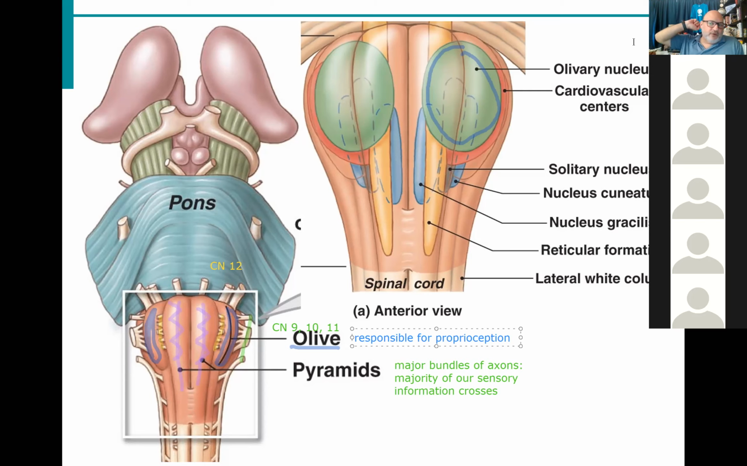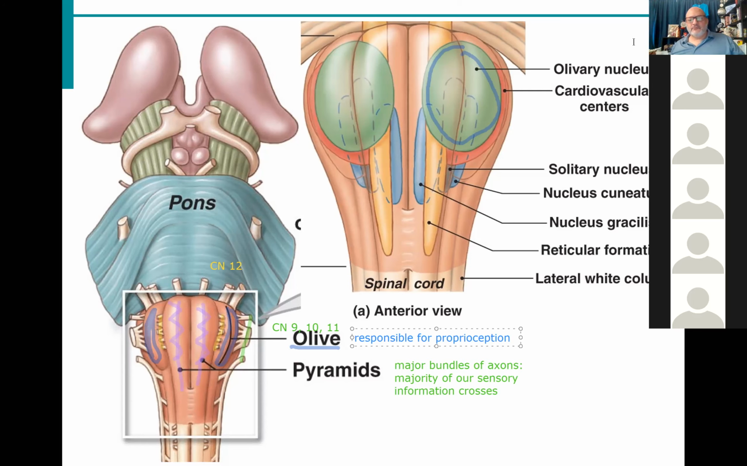Notice this olive is one of the things that communicates to those superior and inferior colliculi that we talked about, understanding where our body is in space and coordinating it with vision and coordinating it with auditory. And which colliculi were the ones that did vision? Superior or inferior? Here. Superior, excellent. And so sound is inferior.